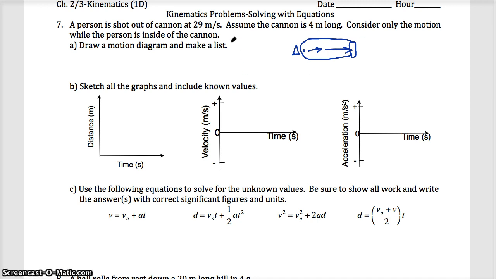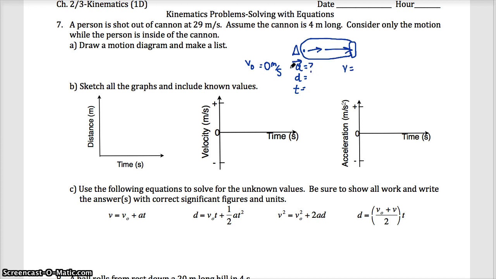So let's go ahead and list our variables. We have our initial velocity, we have acceleration, we have distance, we have time, and then we have our final velocity. So looking at this, our initial velocity is 0 because the person is at a stop. Acceleration we know is to the right. We know it's positive, but we don't know what it is.